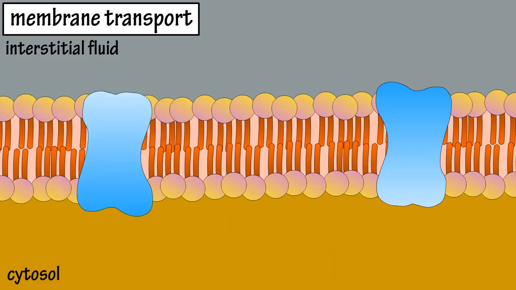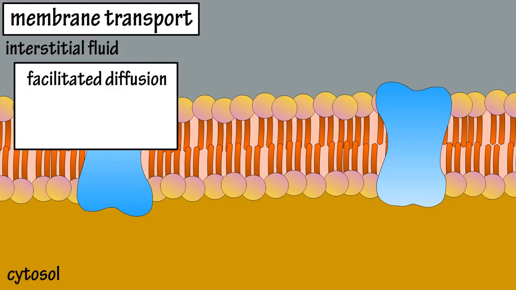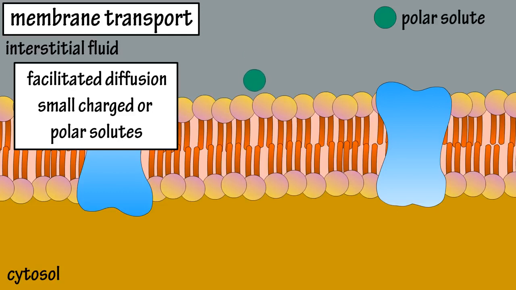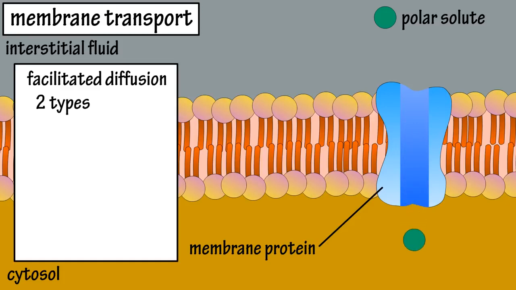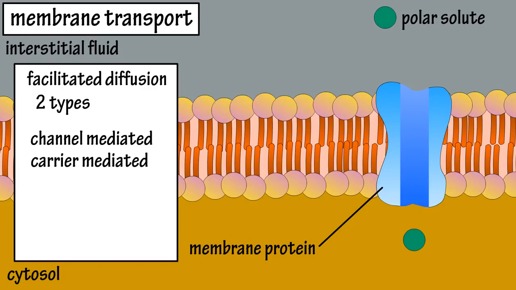The second type of diffusion is facilitated diffusion. This applies to solutes that are small and either charged or polar. Because these solutes are polar, the nonpolar phospholipid bilayer blocks them from passing through the membrane and into or out of the cell by simple diffusion. However, they can pass into and out of the cell with the assistance of plasma membrane proteins through a process called facilitated diffusion. There are two types of facilitated diffusion: channel-mediated diffusion and carrier-mediated diffusion.